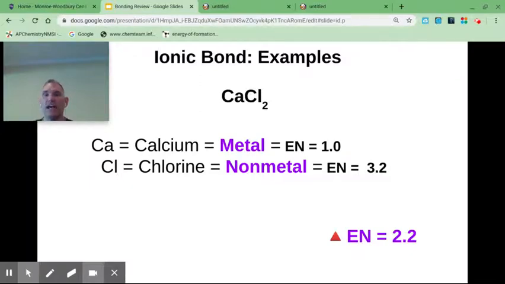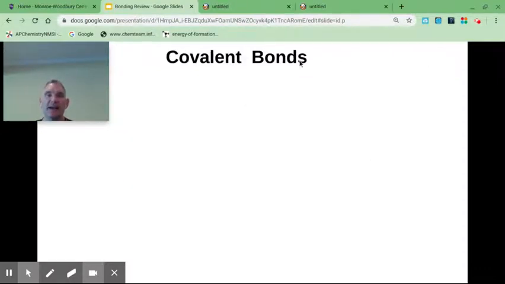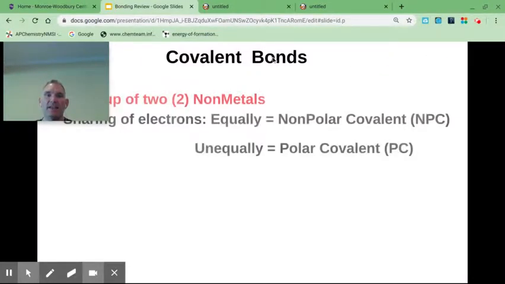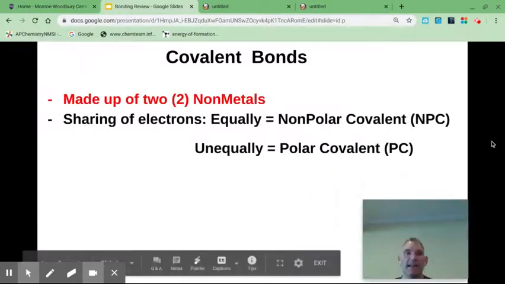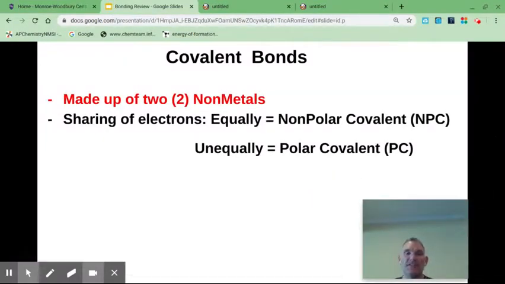Again, this is the entire ionic bond review, but we only need to really focus on the metal and nonmetal part for solutions. The second type of bond is covalent. Remember that covalent bonds are going to be made up of two nonmetals. So that means two things from the right-hand side of the chart, or H and something from the right-hand side of the chart. Now, when we have covalent bonds, it's important to understand that we're sharing the electrons.